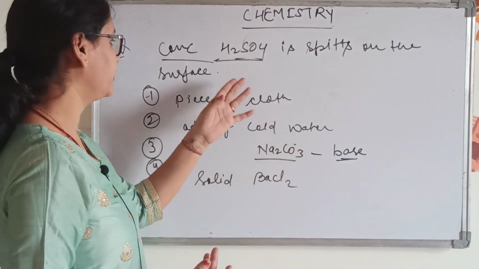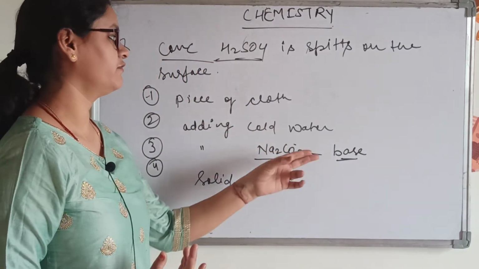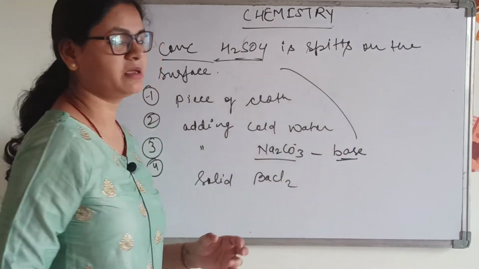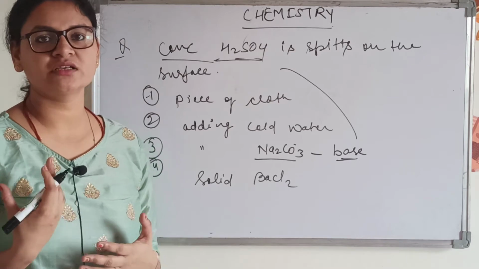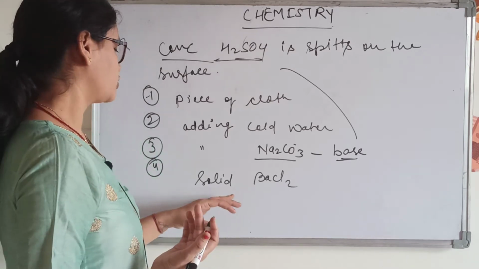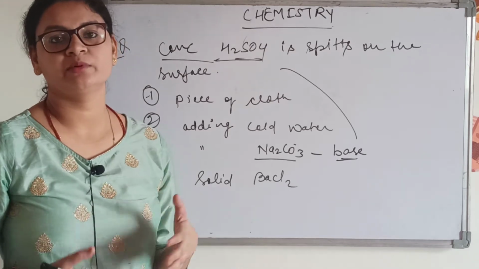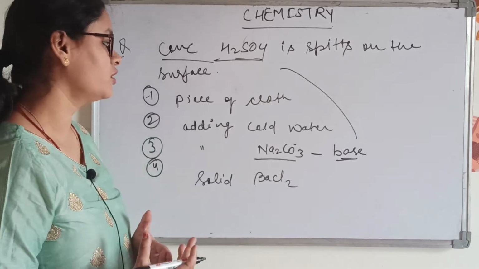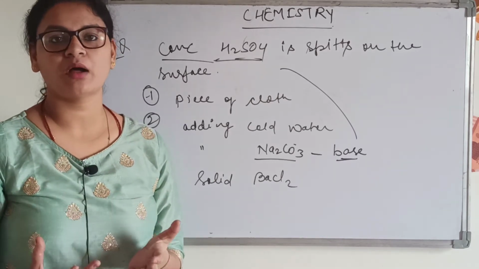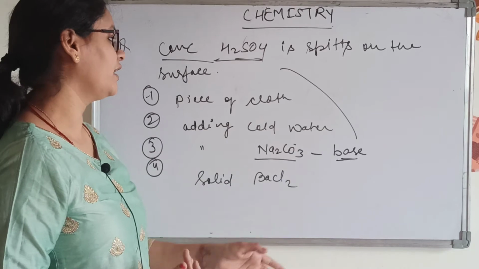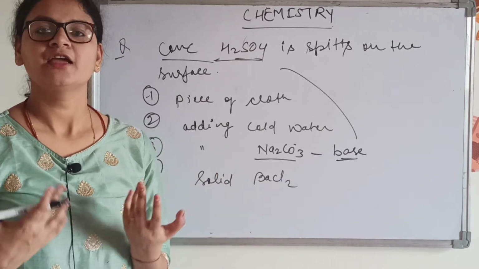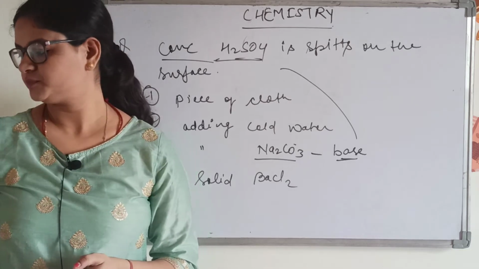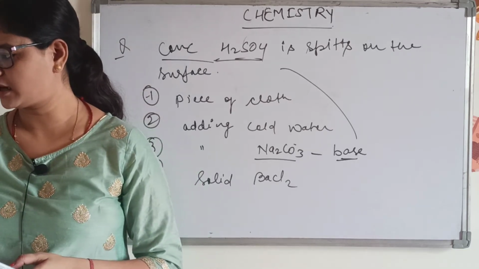So if we add a base to H2SO4, it will neutralize the effect. An acid-base reaction will take place and it will produce salt and water. Solid barium chloride we can't add, because it will react with H2SO4 and produce some harmful effect. So basically, wherever acid is there, you simply add a base to neutralize the effect, and you will get salt and water. So this was our answer.